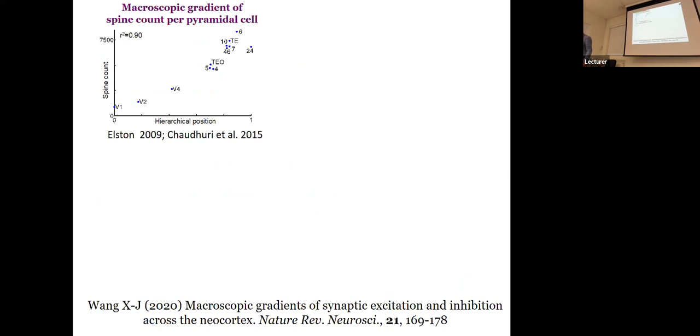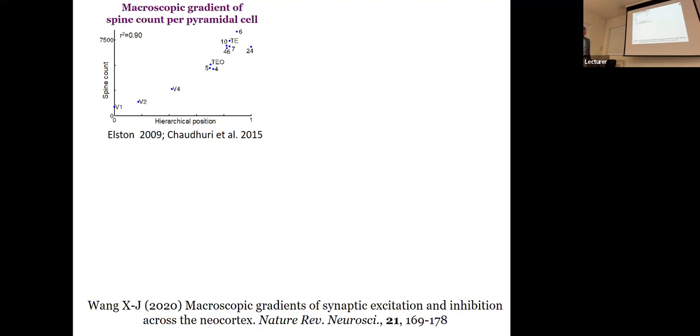summarized in this review. This first example is coming from Guy Elston, who counted the number of spines per pyramidal cell in macaque monkey cortex. As you know, there's only one excitatory synapse per spine. So the number of spines is a proxy for the strength of excitation per neuron. And that turns out to be very different across V1, V2 or V4. So if you plot the spine count per pyramidal cell as a function of the hierarchy, which is quantified by the Hilgetag group, then you see what we now call a macroscopic gradient. So it's not high dimensional random variation, there's some kind of low dimensional gradient for spine count.